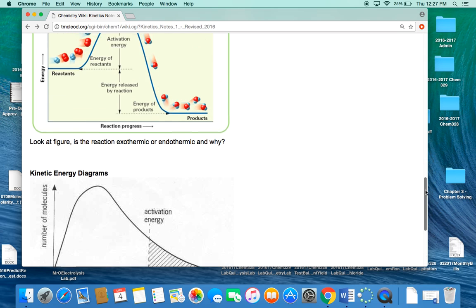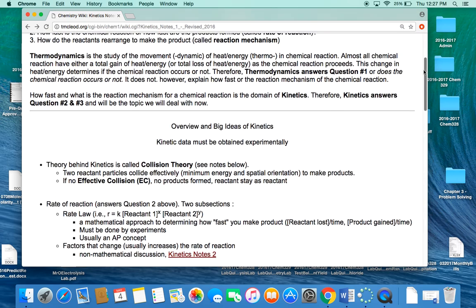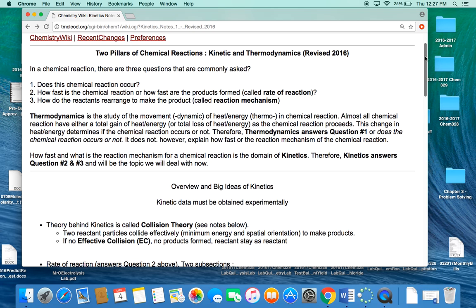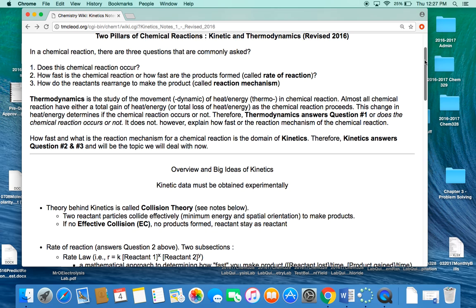So far we have highlighted a few things. One, that kinetics, which is a completely experimental concept, tells us about how fast we can make products, the rate of reaction, and the mechanism by which reactants become products. Does a reaction occur or not? That's the realm of thermodynamics. Kinetics only cares about time. Thermodynamics doesn't care about time. It just cares if it actually happens or not.